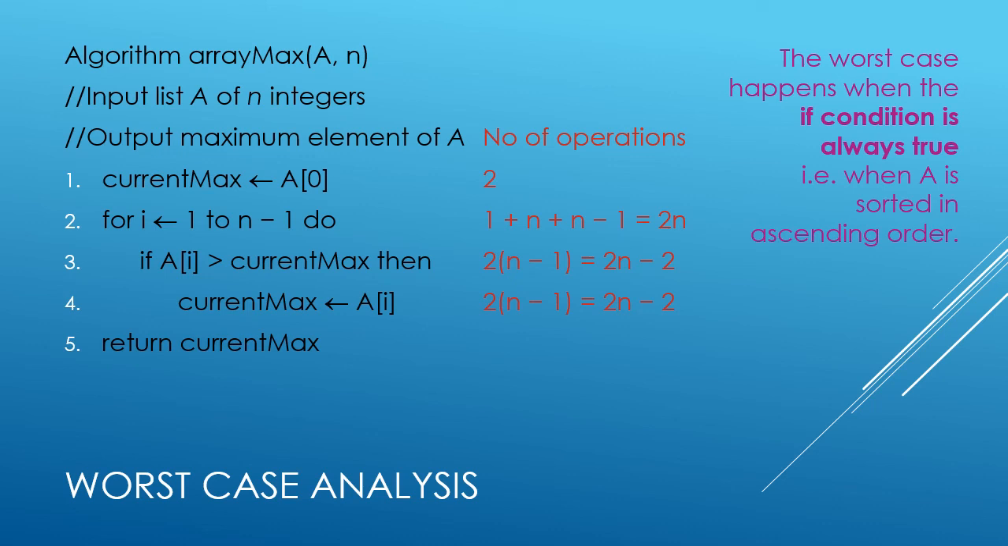The last line returns one value, which is one operation. Total primitive operations are 6n minus 1. Tn is 6n minus 1.